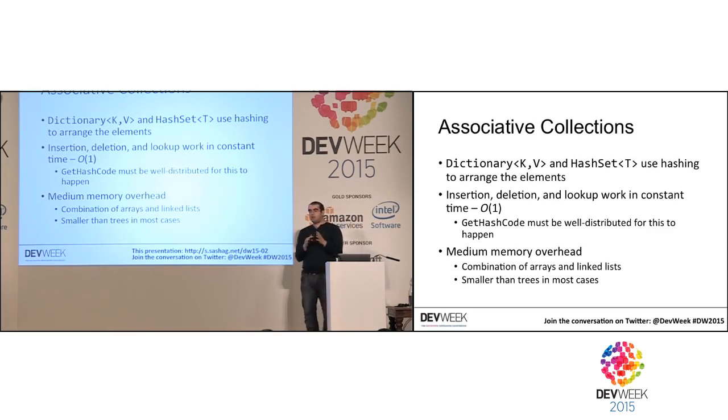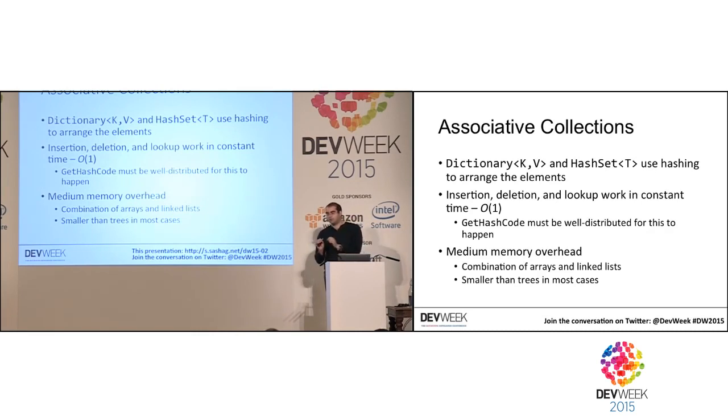It's probably somewhere between a tree and an array, probably closer to a tree. So you're spending quite a bit of overhead for each element still in those hash table-based collections. In terms of runtime, however, you have insertion, deletion, and lookup in constant time. And that sounds like a great property, which it is. It does require some discipline from you as the developer.